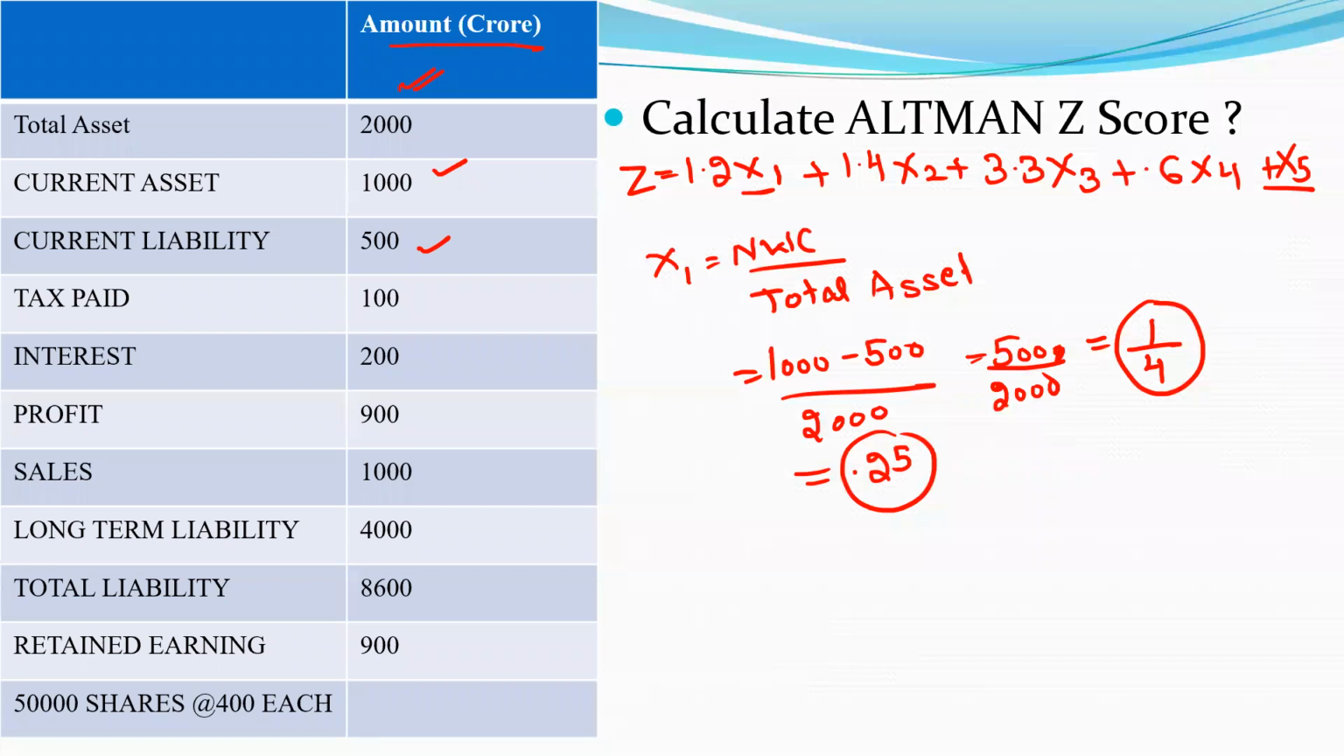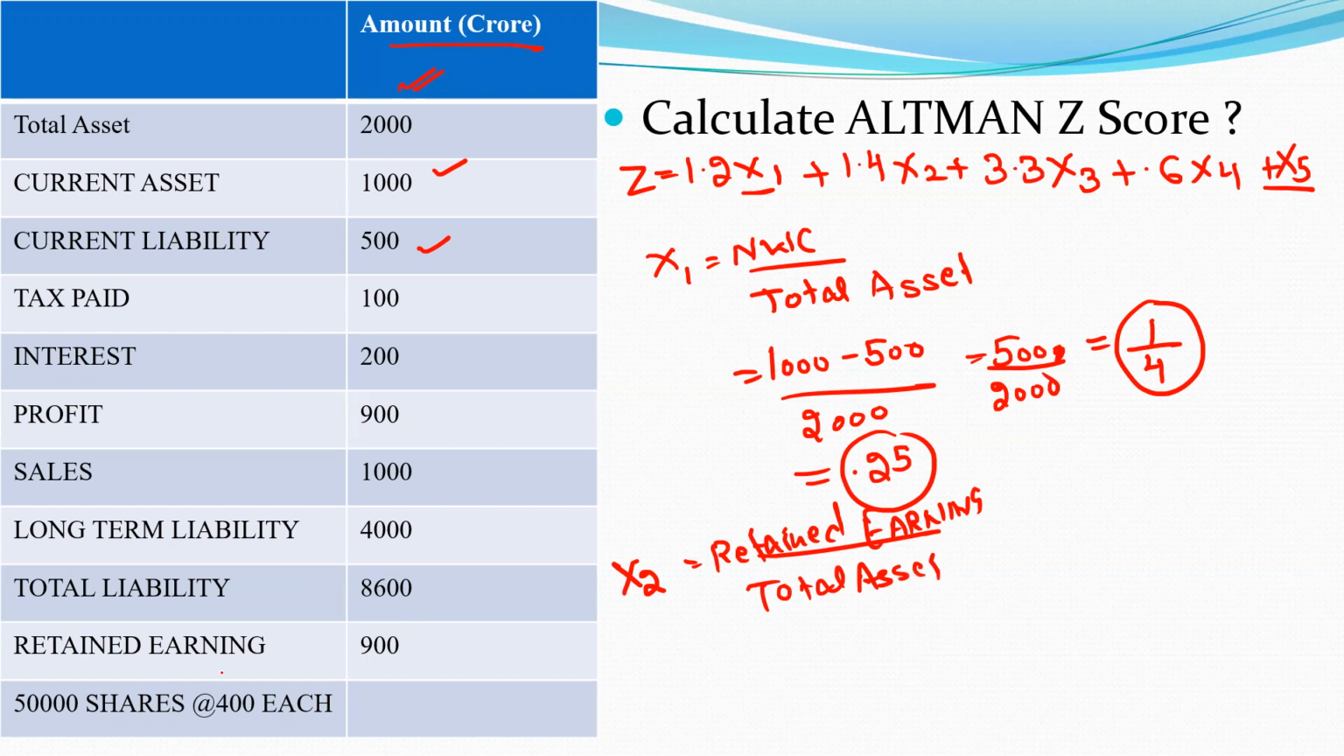Now next, we have to understand what the value of x2 is. How can we calculate x2? X2 is retained earning upon total asset.